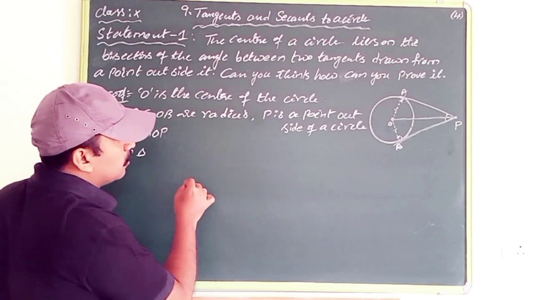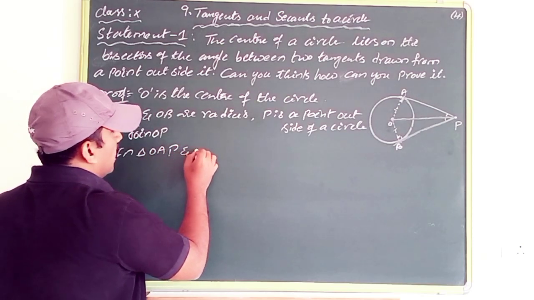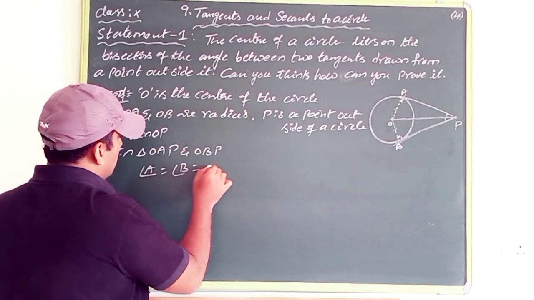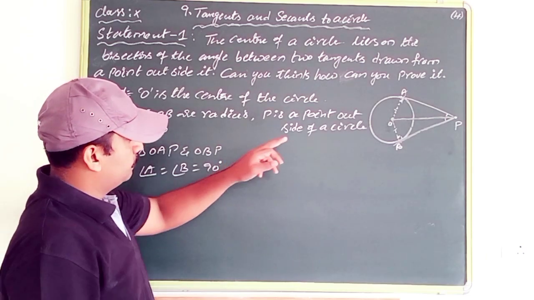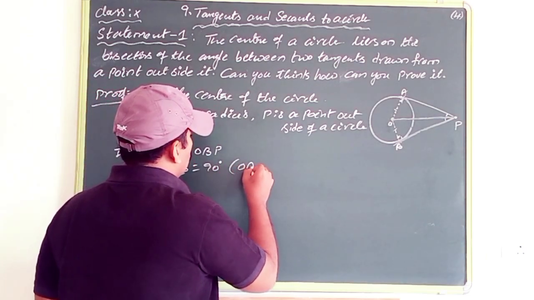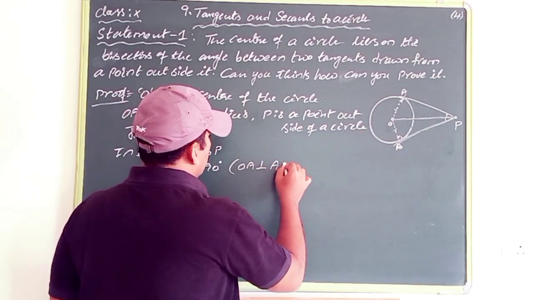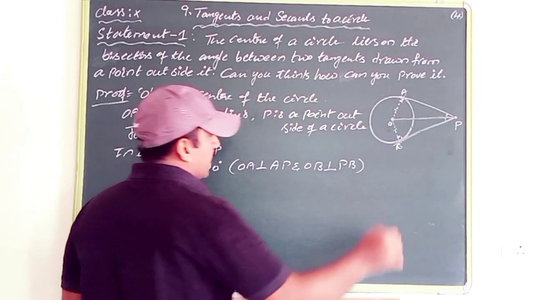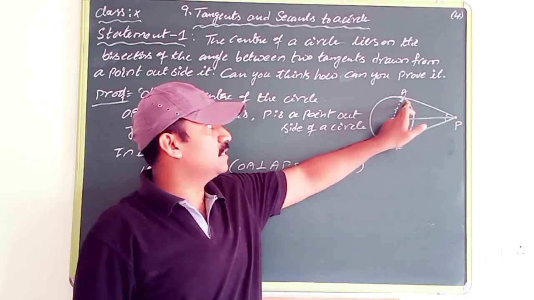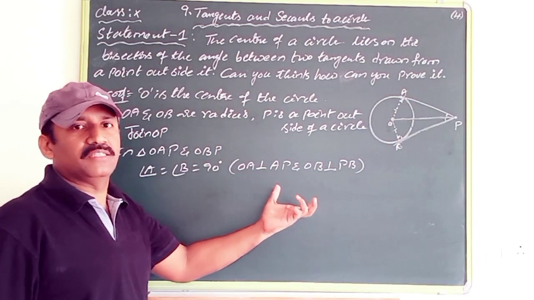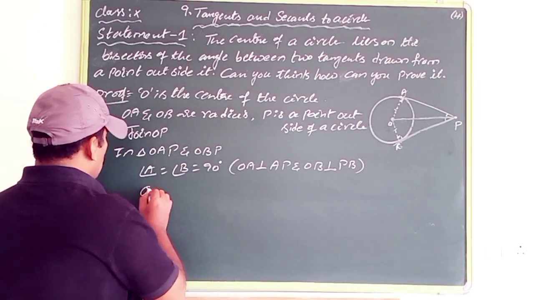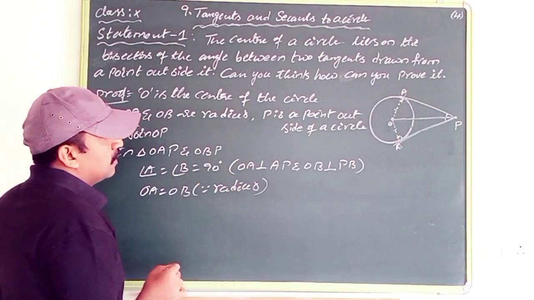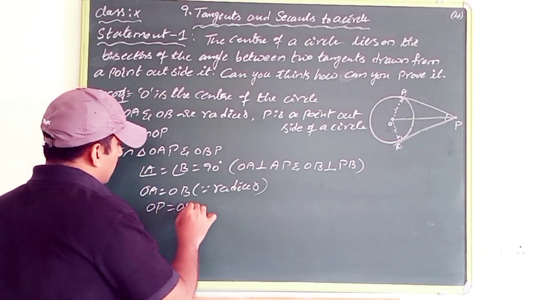In triangles OAP and OBP, angle A equals angle B equals 90 degrees, and you know what the reason is here. I am writing the reason directly now. OA is perpendicular to AP and OB is perpendicular to BP. Why? Because the radius and the tangent make 90 degrees at the point of contact. That is the reason, so I have written it in short form. Now OA equals OB, because of the radii. Now OP equals OP since it is a common side.